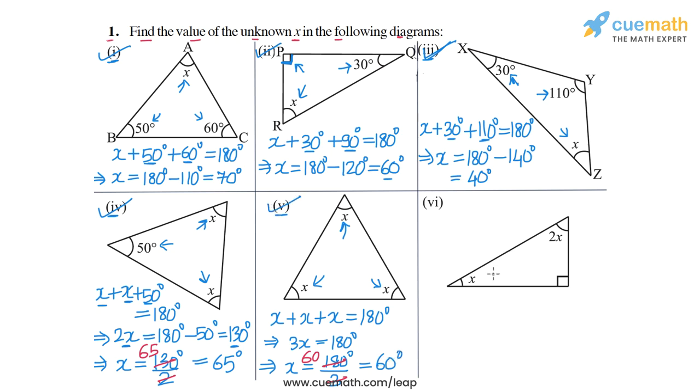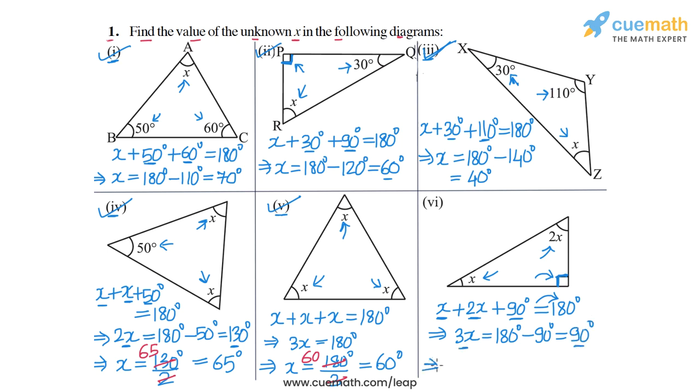Finally, in part 6, we have this angle x, we have this angle 2x, and we have this angle which is marked 90 degrees. So we can write x plus 2x plus 90 degrees is equal to 180 degrees. So on the left side we have x and 2x, this is 3x, and this 90 degrees we take to the right side. So we will get on the right side 180 minus 90, or 90. So we will get the equation 3x is equal to 90.